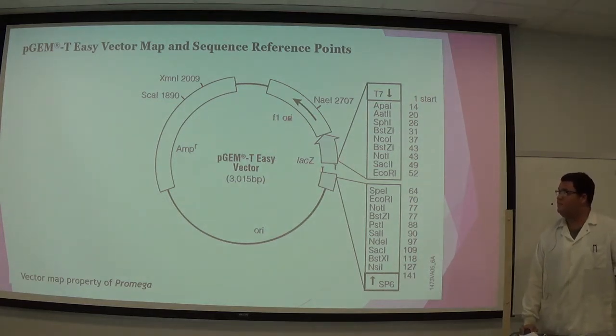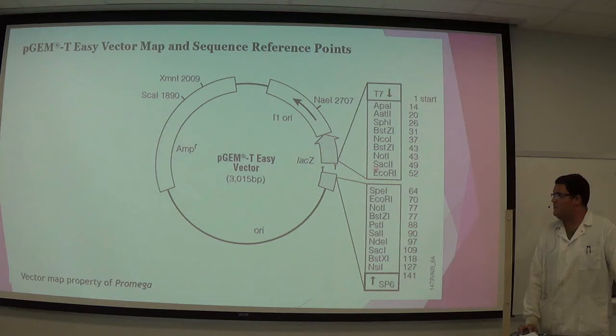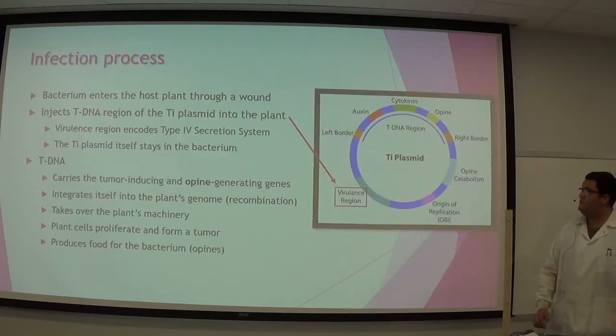And you can see there are different types of origins of replication. They're not all the same. It all depends on their sequence, and their sequence can determine how often these plasmids get replicated. And these are just restriction enzymes. You don't have to know about all this, but this is just to show you that plasmids are very common in molecular biology lab settings. So let's take a look at the infection process and see how Agrobacterium is actually able to infect and create this gall in its host plant.